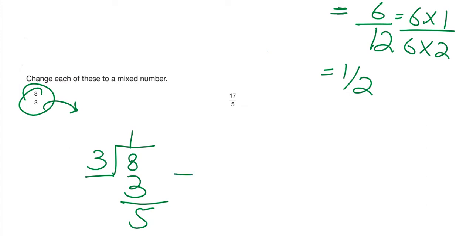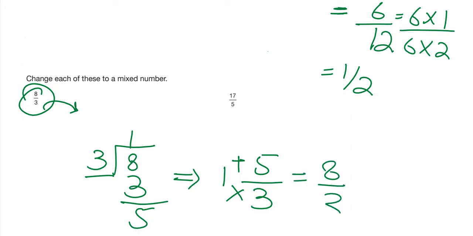So the remainder will be like this: 3 cross 1, 3, and then add it into the 5. We will get the exact same value, that is 8/3. So this is the mixed number of this fraction.